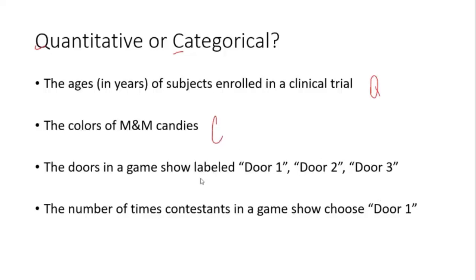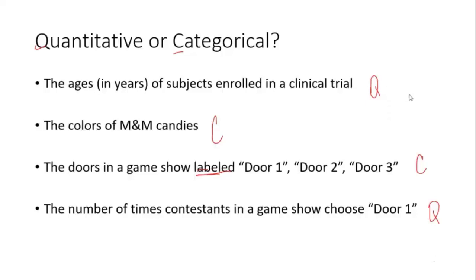Doors in a game show labeled, oh, that's a very important word. The moment they tell you something is labeled, it is a category. Even though these labels involve numbers, that's kind of like those jersey numbers. The number of times contestants in a game show choose door number 1, you could watch an episode of a game show and you could count it. 1, 2, 3, 4. Okay, so that is quantitative.